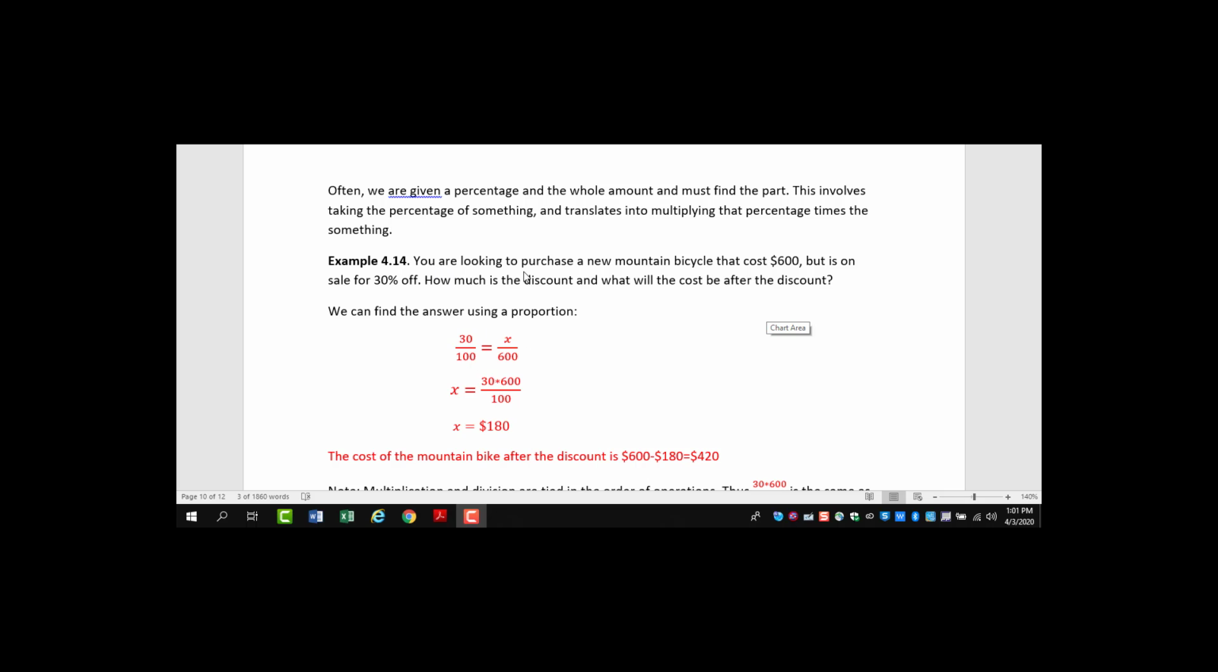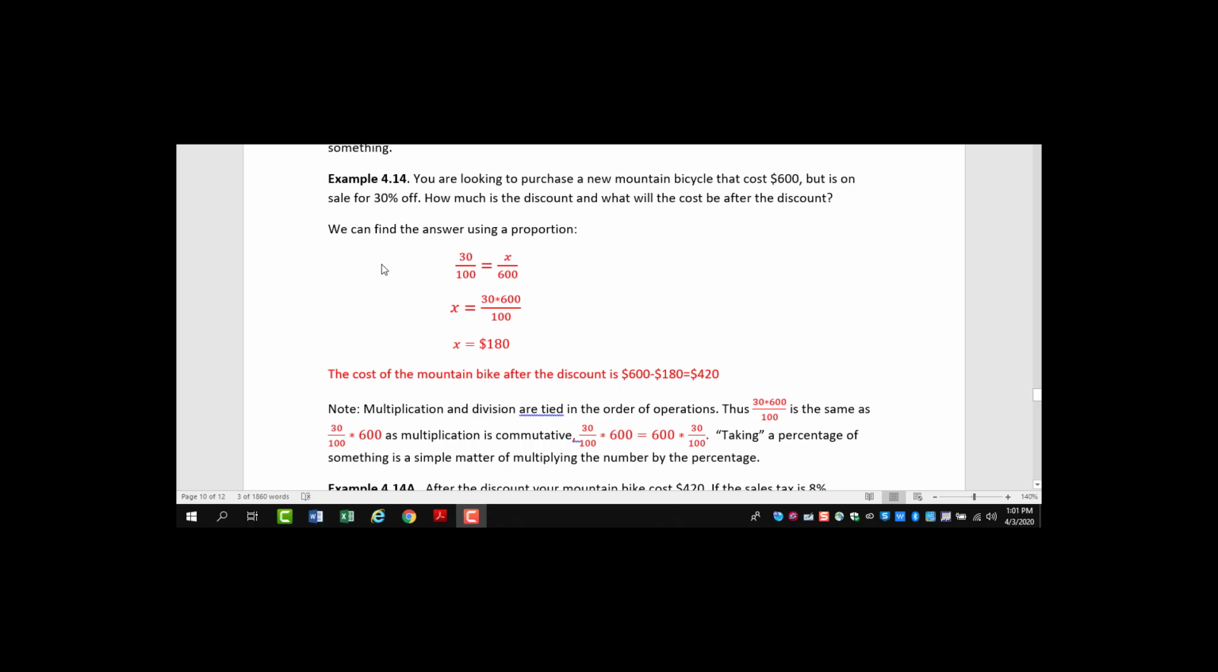So you're looking to purchase a new mountain bike that costs $600, but it's on sale for 30% off. How much is the discount and what is the cost after the discount? We can find the answer using a proportion. So 30 is to 100, which is 30%, as some number is to 600. So we're going to cross multiply and divide, and we get 180.